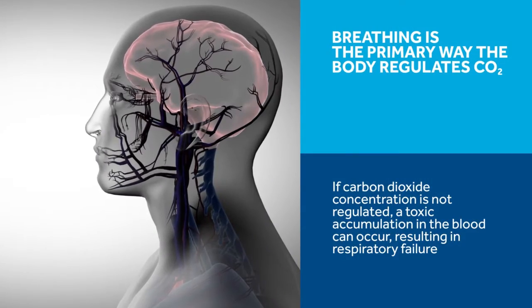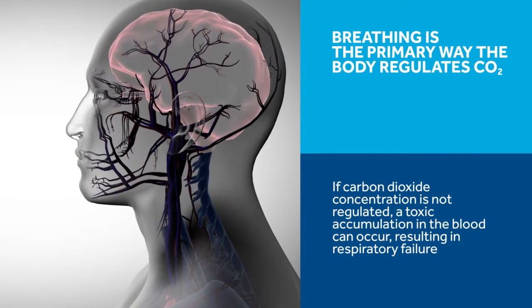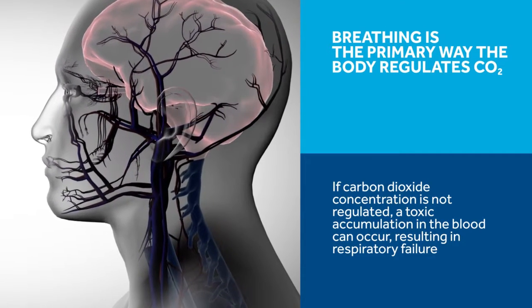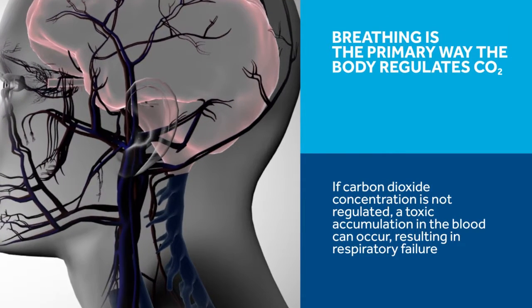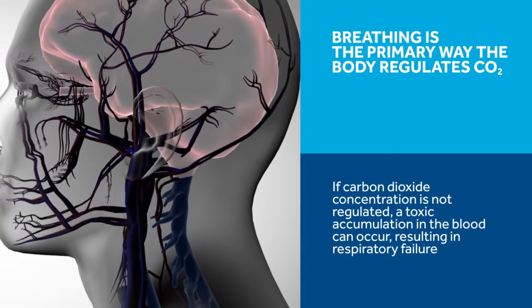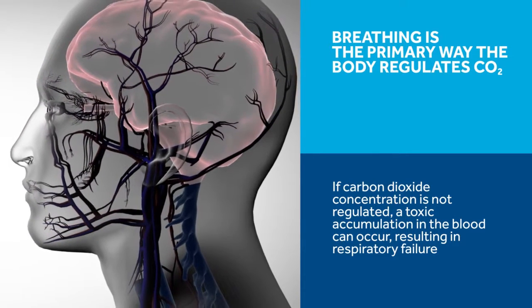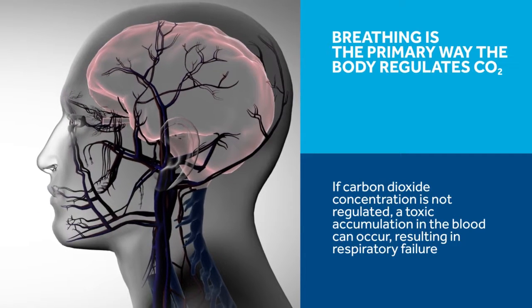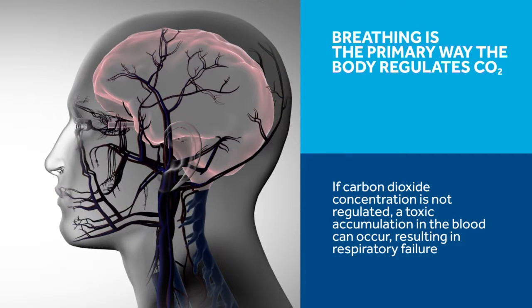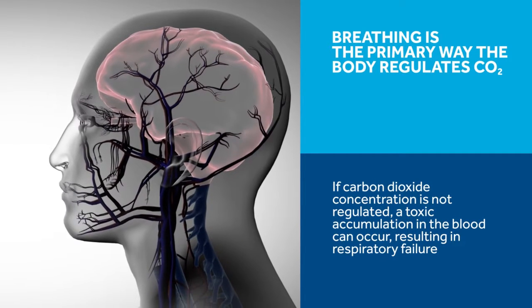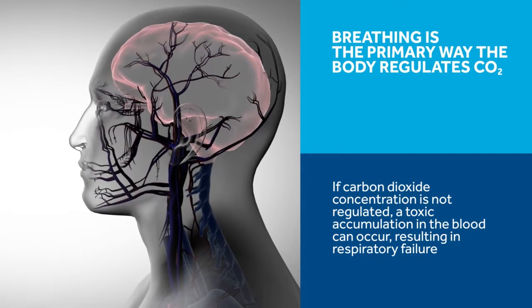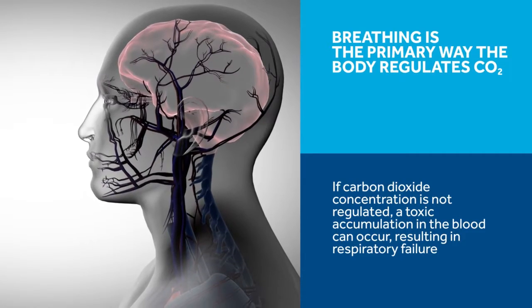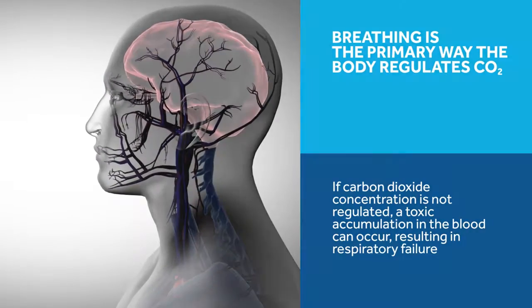The medulla oblongata is a portion of the hindbrain that controls automatic functions such as breathing, digestion, and heart rate. This portion of the brain controls both the rate and depth of breathing to regulate CO2 levels. If carbon dioxide concentration is not regulated, a toxic accumulation in the blood can occur, resulting in respiratory failure. Although the medulla oblongata is the primary regulator of breathing, a secondary mechanism regulates breathing in response to hypoxemia. This mechanism stimulates peripheral chemoreceptors located in the vascular system of the aortic and carotid bodies.